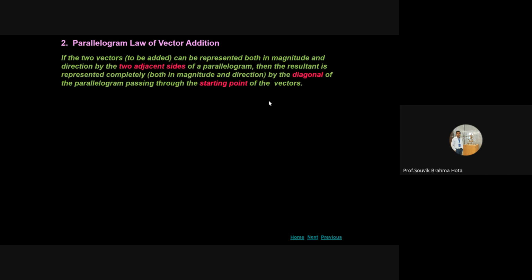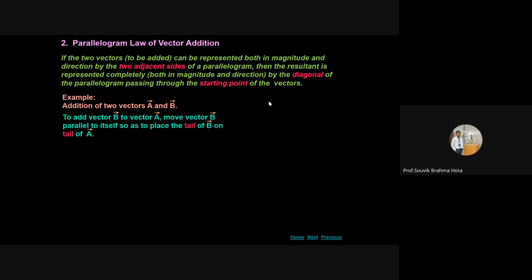Now the parallelogram law of vector addition. If two vectors are represented both in magnitude and direction by the two adjacent sides of a parallelogram, then the resultant is represented completely, in both magnitude and direction, by the diagonal of the parallelogram passing through the starting point. So, addition of two vectors A and B.